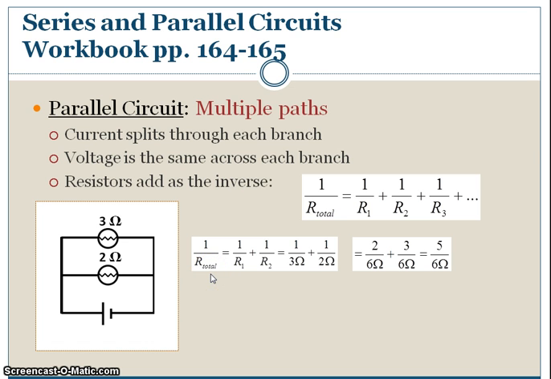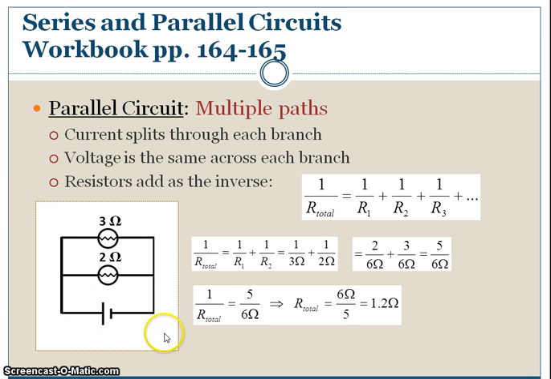So if we want to get R total, you can either cross multiply, and then you would have 5 times R total is equal to 6 ohms, and then you would want to get R total by itself. Or you can just think about taking the inverse, which gives you our total, and the inverse of this would be 6 ohms divided by 5, which would give you 1.2 ohms. So that means that the total resistance of this combination in parallel is actually smaller. It's only 1.2 ohms, smaller than the individual resistances. So when you have things in parallel, you get a smaller overall or total resistance in that circuit.